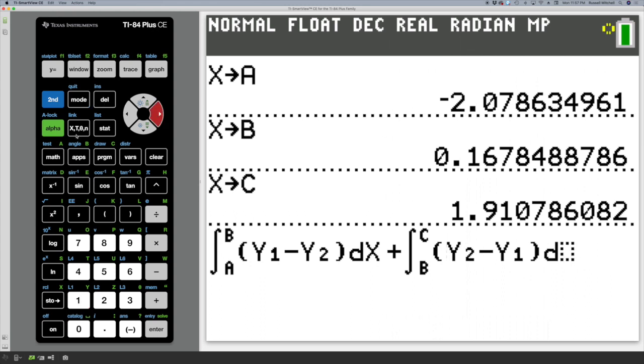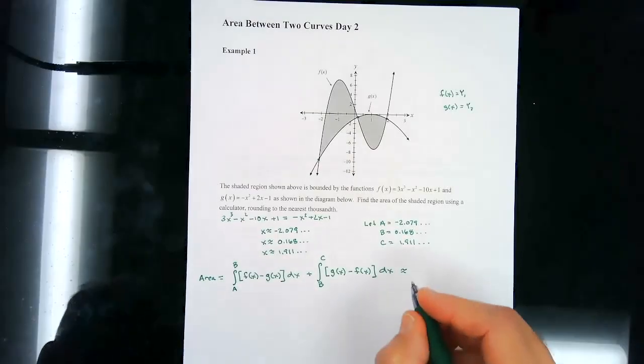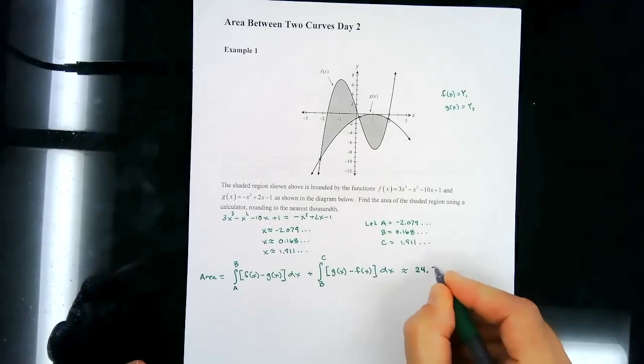Hit that enter button, and we get 24.5017. So this 7 right here is going to make the 1 become a 2. So we should write 24.502, but it's acceptable also to write 24.501, okay? So the area, that combined area of those two regions was this number right here, 24.502. So from the graphing calculator, we got 24.502.